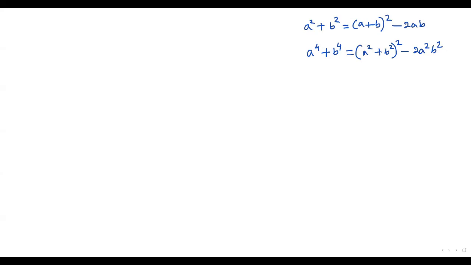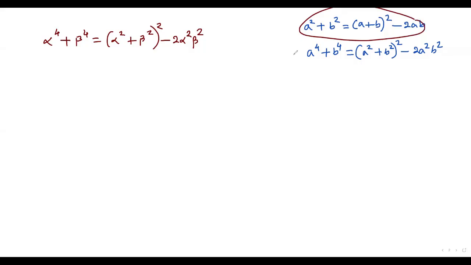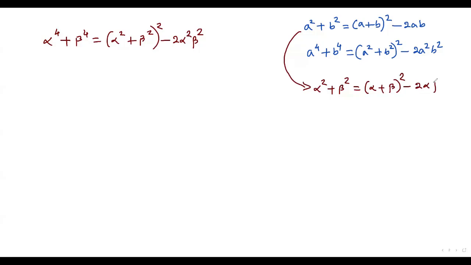Now I'm going to use the second identity by replacing a by alpha and b by beta. Then I get α⁴ + β⁴ = (α² + β²)² − 2α²β². We have to evaluate this expression separately using the first identity, replacing a by alpha and b by beta. Then I get α² + β² = (α + β)² − 2αβ.